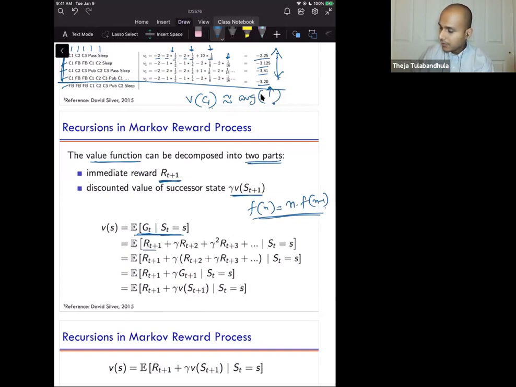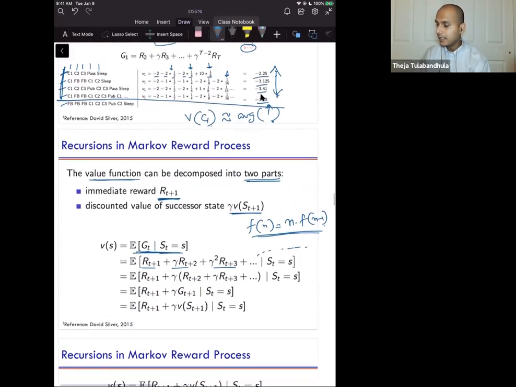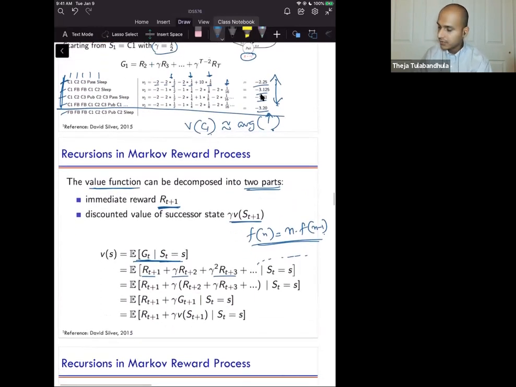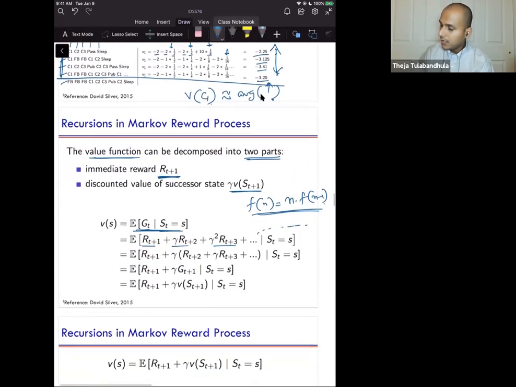Now we know that the return random variable is just this sum going to infinity. We are assuming infinite horizon. Infinite horizon just means that this Markov chain goes all the way, it doesn't stop anywhere. It doesn't have a predefined stop, though it could have some terminal states. Now this sum, you can take the gamma common, and you can see there's still an infinite sum. So you took the gamma common, so gamma squared became gamma here.